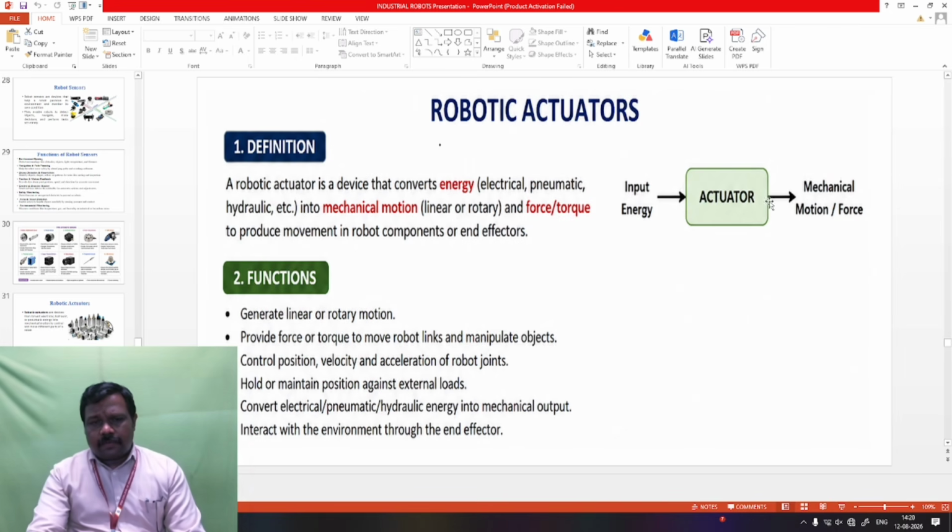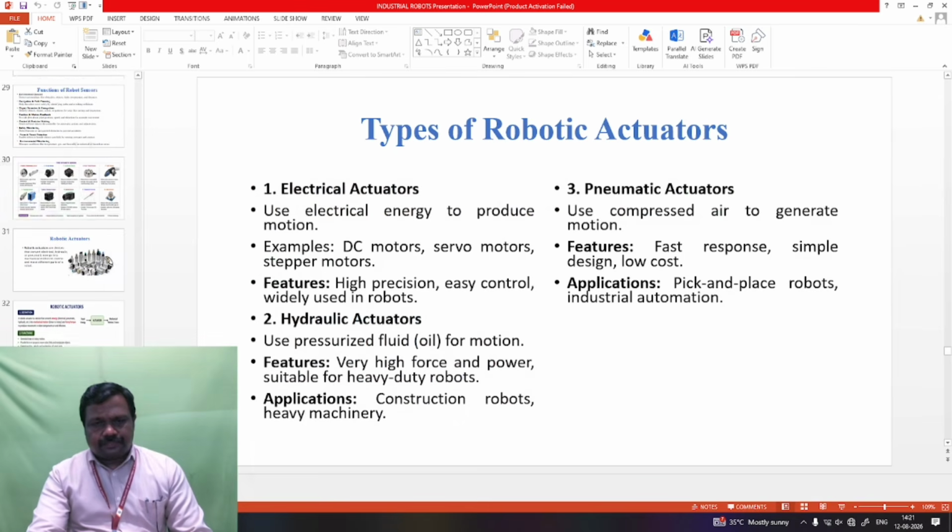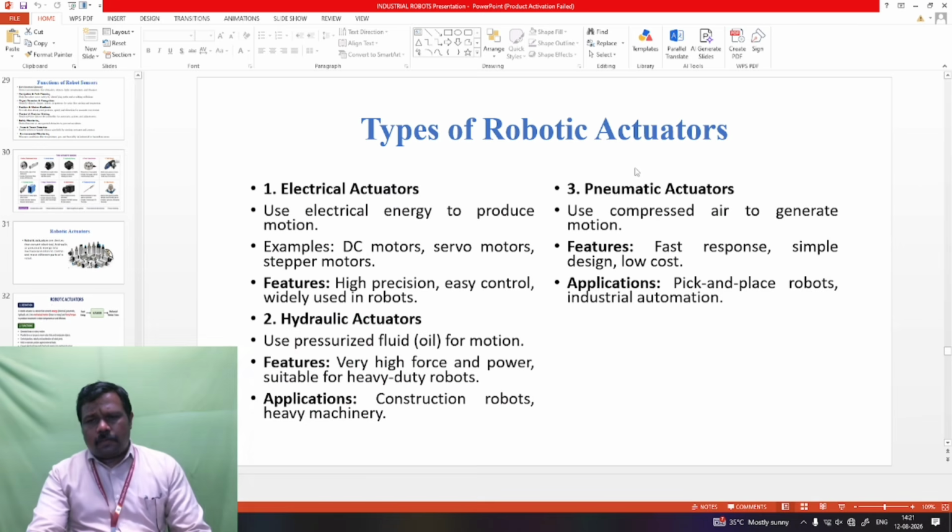The robot actuator functions: generate linear or rotary motion. Provide force or torque to move robot links and manipulate objects. Control position, velocity and acceleration of robot joints. Hold or maintain position against external loads. Convert electrical, pneumatic, hydraulic energy into mechanical output. Interact with the environment through the end effector. Different types of robotic actuators.